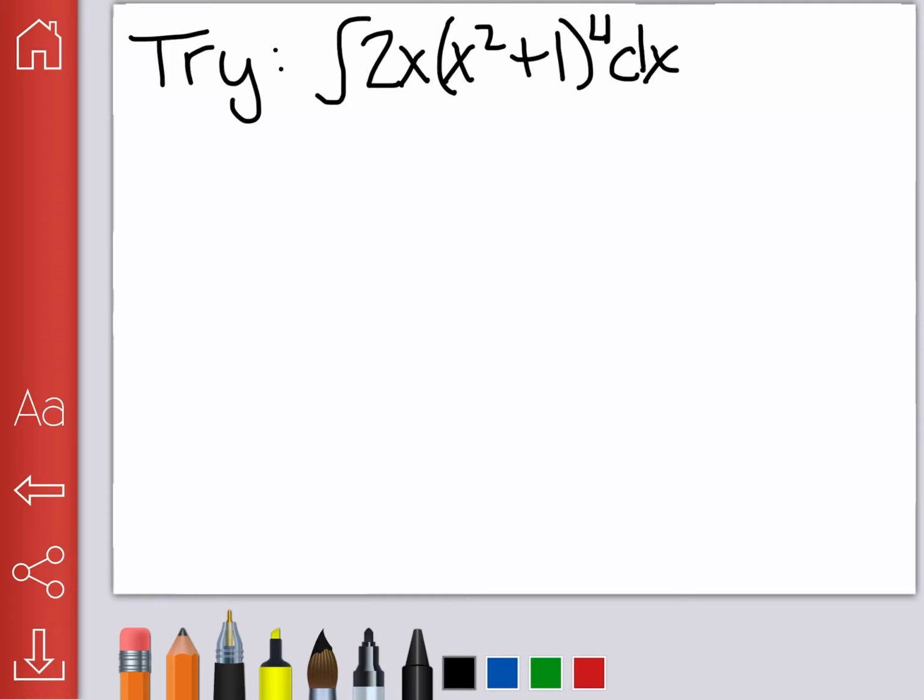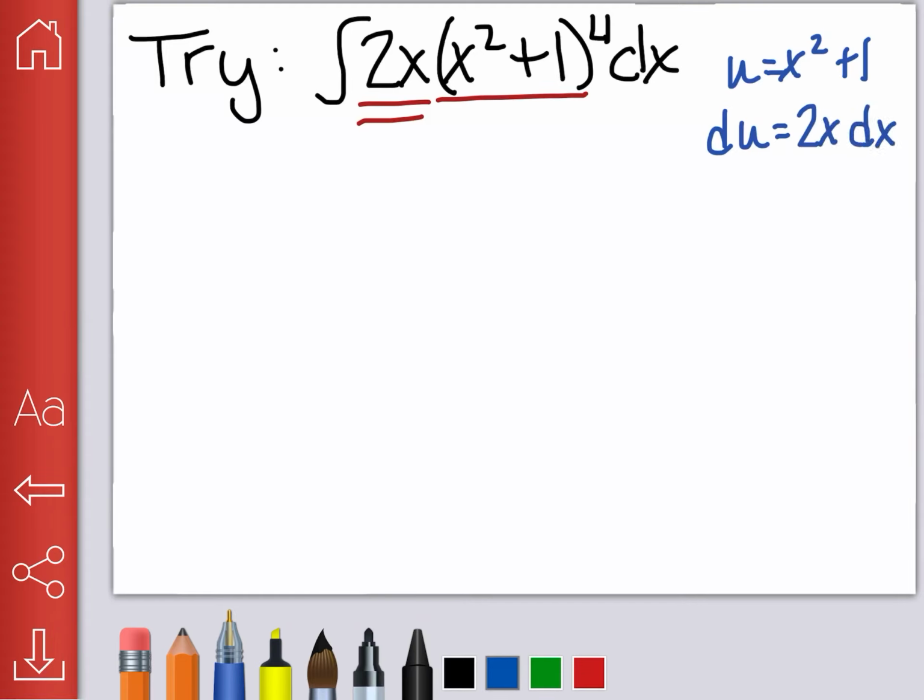So if we wouldn't know about u sub, this one would really be terrible to do, because we would have to take this to the 4th power and then distribute a 2x, which would take a long time. So instead, we're going to let u be x squared plus 1. And then du, we're going to differentiate x squared plus 1. So that's going to be 2x dx. So this actually works out quite well, because we've got a 2x dx.